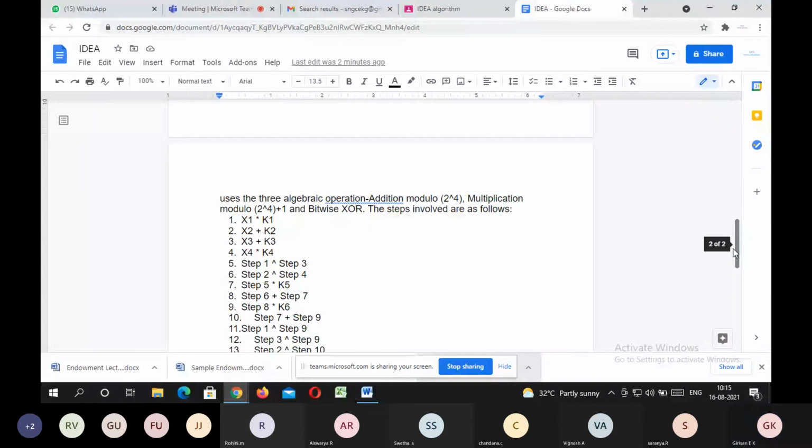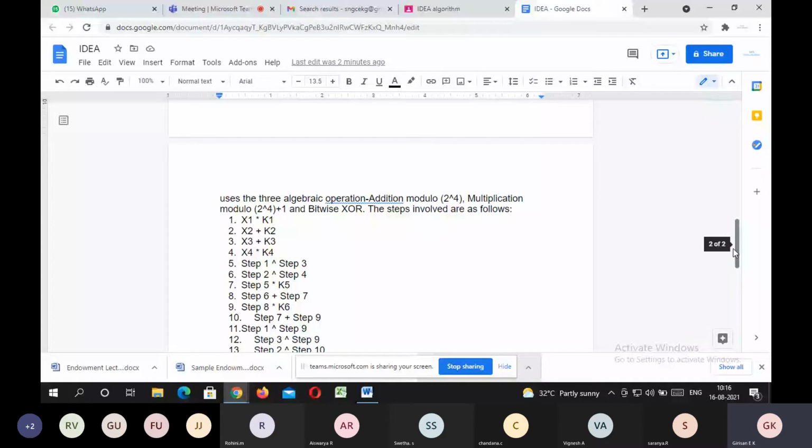This is a subkey. So X3 plus K3, that is the third step. The fourth step is X4 multiplication K4, X4 into K4. So we have two addition operations and two multiplication operations for the first 4 steps.